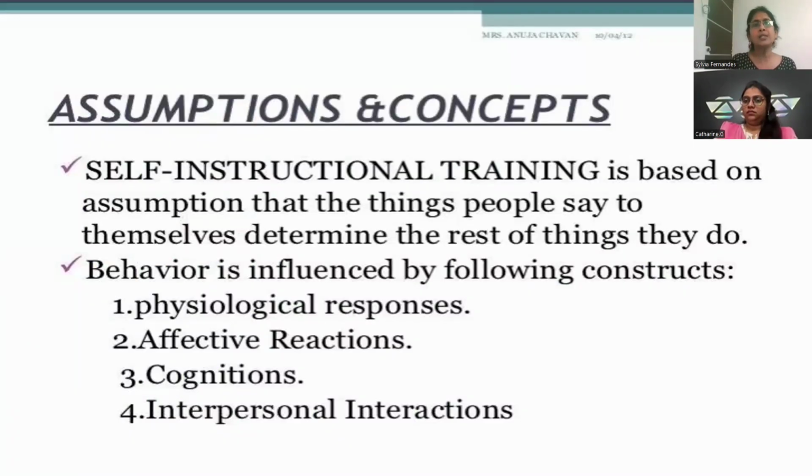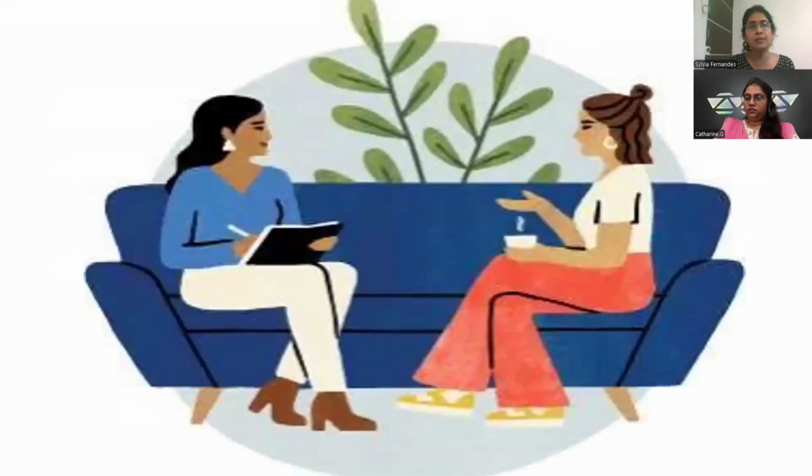So, what is used is self instructional training because this is based on the assumption that the things people say to themselves also determine what they do. And they're influenced by physiological responses, affective reactions, their cognitions, and the relationships that they share with others.